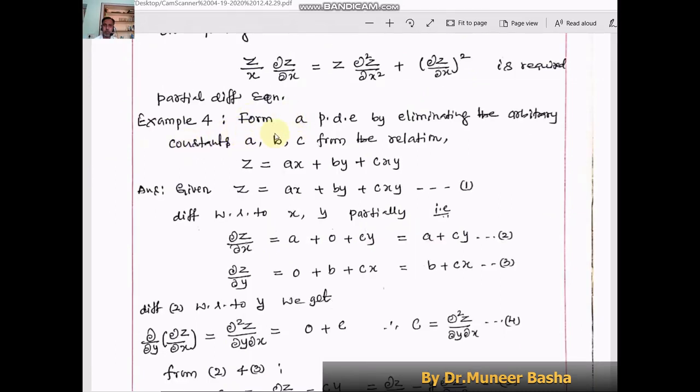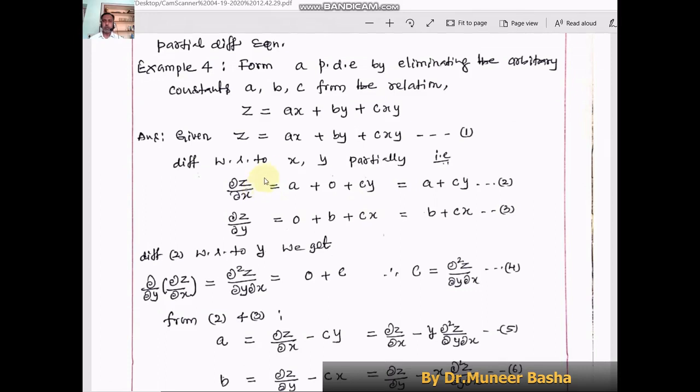Okay, in example 4, form a PDE. PDE means partial differential equation, by eliminating arbitrary constants a, b, c from the relation z equals ax plus by plus cxy. So this is the given relation. Write it once again, and then differentiating with respect to x, y partially, you will get dou z by dou x is equal to a plus cy, dou z by dou y is equal to b plus cx.